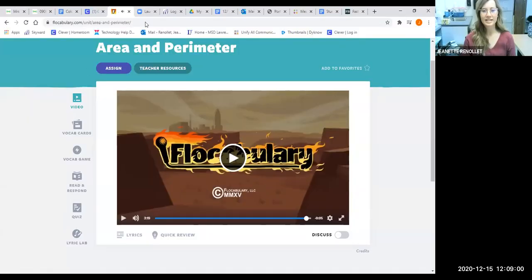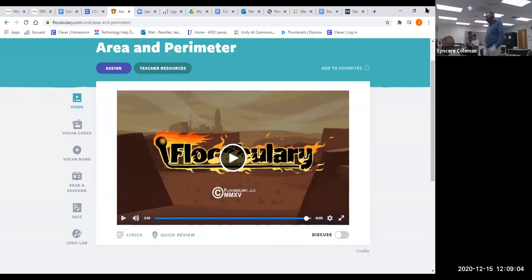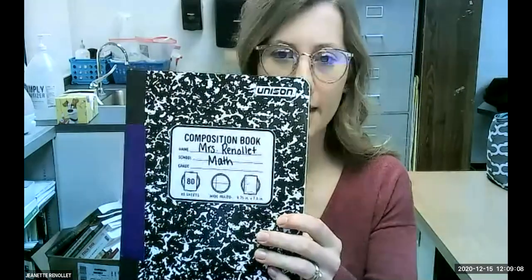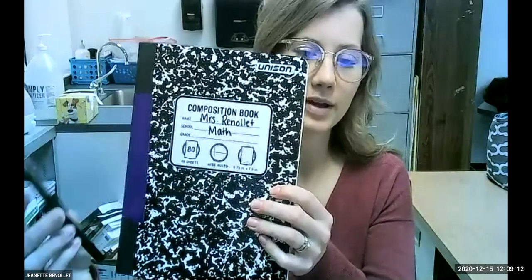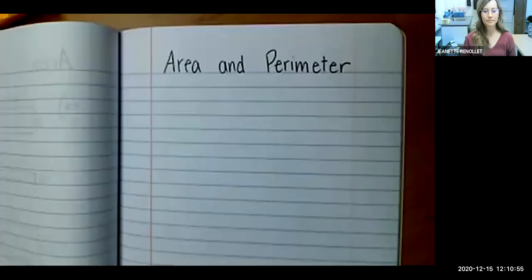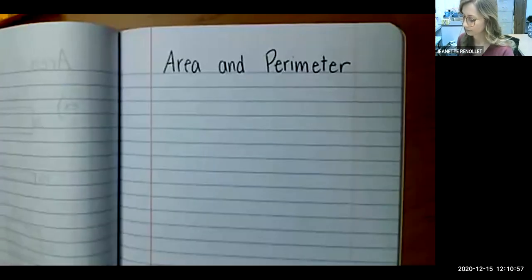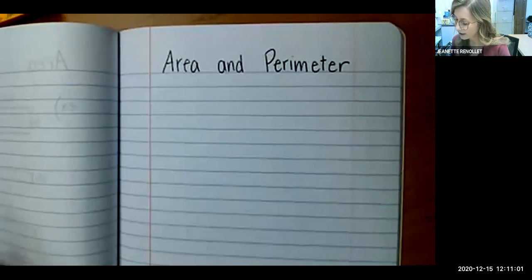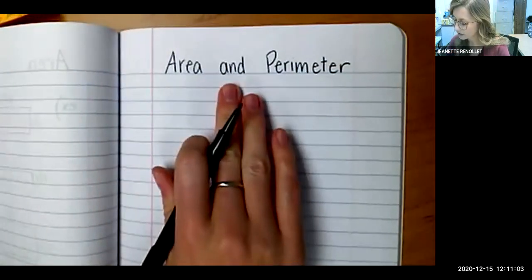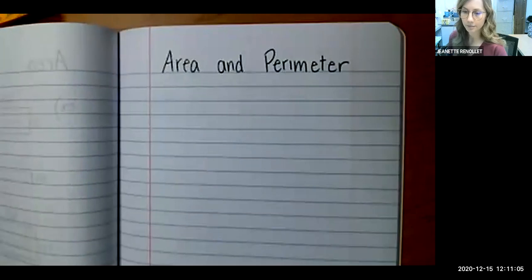All right, the next thing that we need is our math notes with the purple tape and a pencil. Get that ready, please. The first thing we're going to write in our notes is the title. Our title is Area and Perimeter.